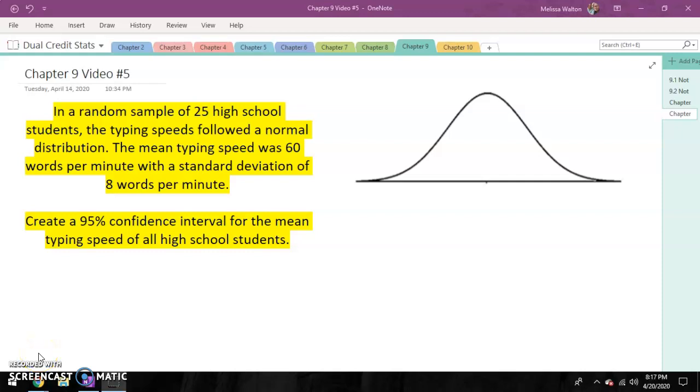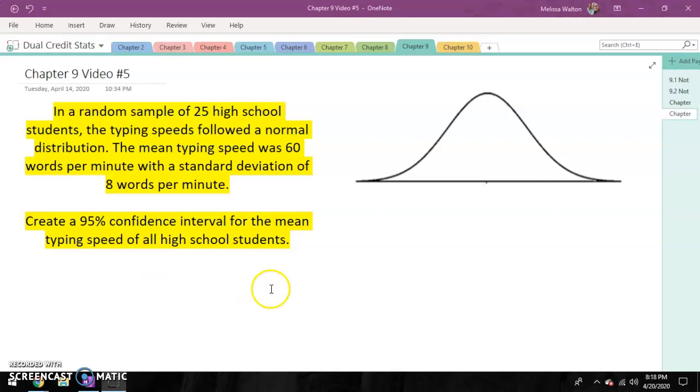All right. Today we're going to start our second part of chapter 9. Guys, we're doing the same thing that we did in the first part of chapter 9. There's just one small difference. Instead of dealing with proportions, we are going to be talking about means. Same methods are going to apply. There's just one little change.